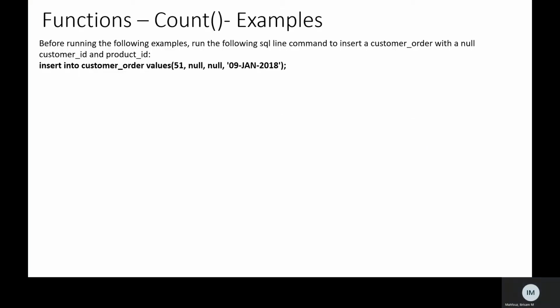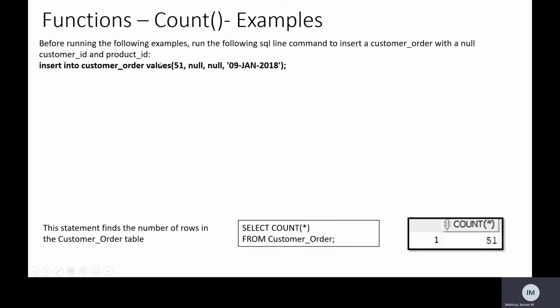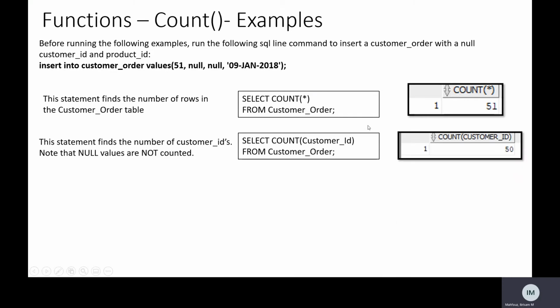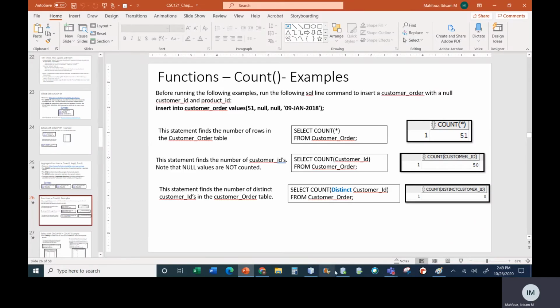So what I did before this class was I inserted an extra row into my database. If I go to a table, let's say customer order, and I want you to count how many rows there are, we can say select count asterisk from customer order. So this will tell me how many rows are in this table. Now, if I want to count how many rows have a valid customer ID, a customer ID that's not null, I can say count and then the column that I want to count. Let's run these two on our database.